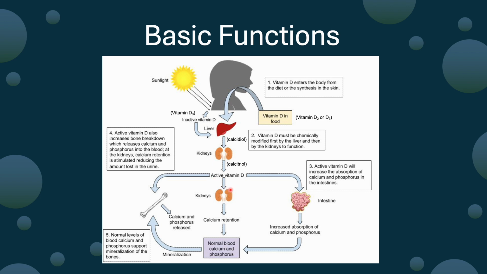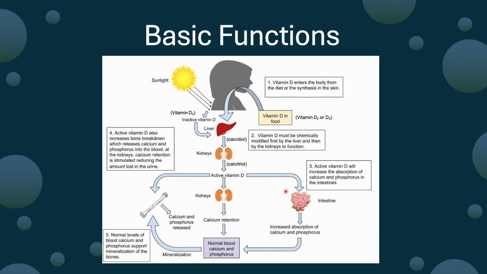Now in the kidneys, it's going to regulate calcium retention. So the kidneys are the primary filter of our blood, the waste product being urine, and the kidneys typically decide which molecules that we want to hold on to or not excrete in urine. So when vitamin D interacts with the kidneys, it's going to cause the kidneys to hold on to more calcium so that we keep more calcium in our blood.